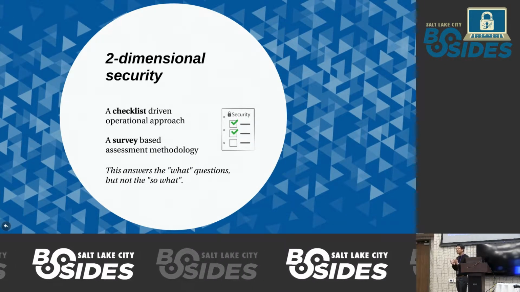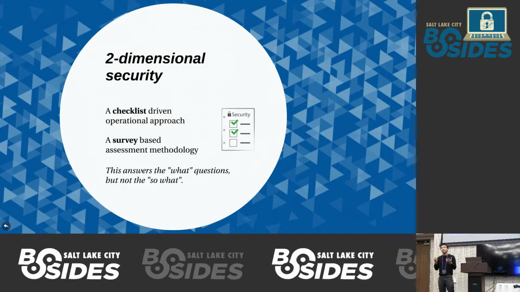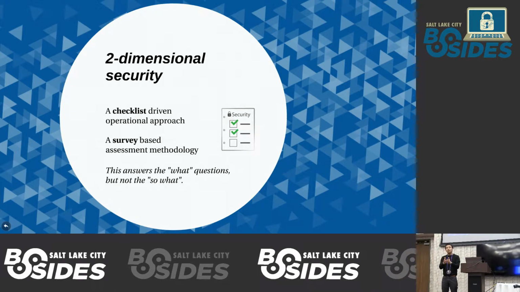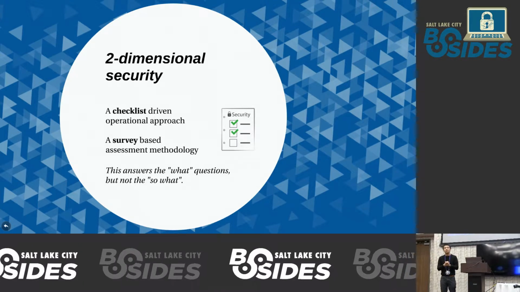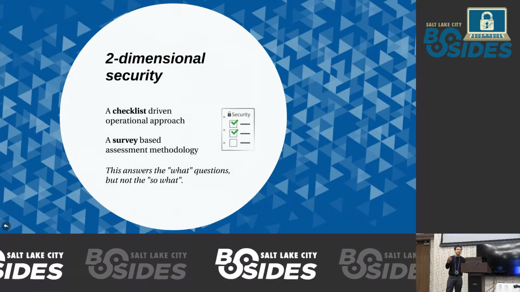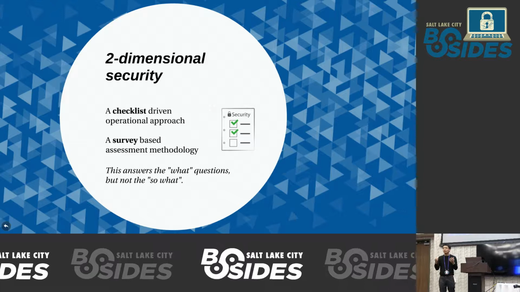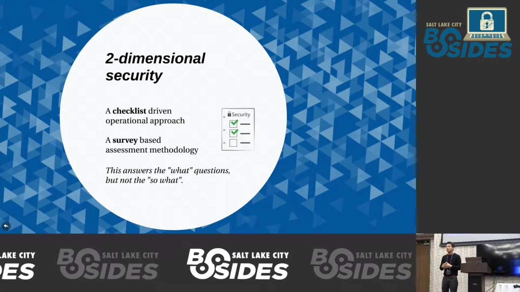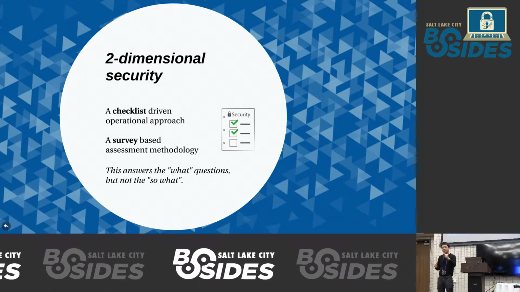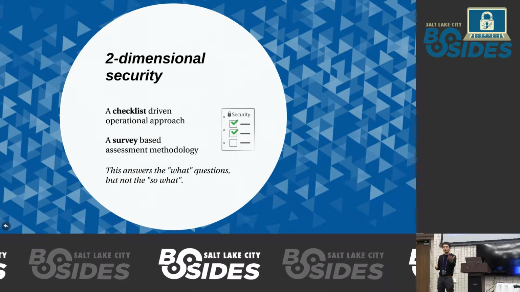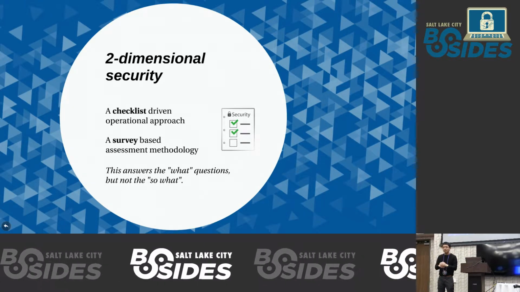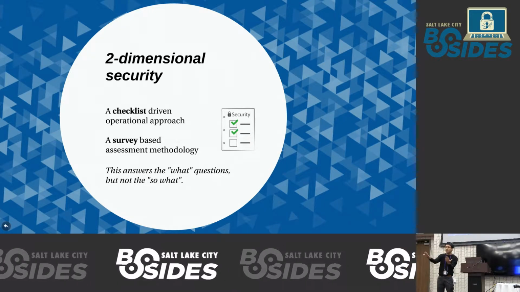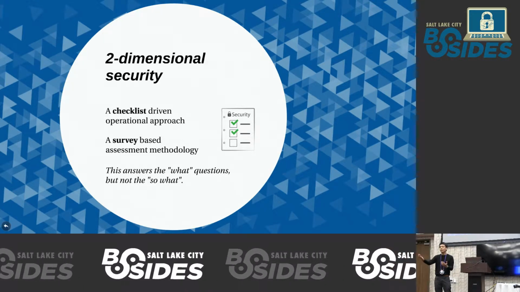Which is what I mean by 2-dimensional security. This is actually pretty easy to correlate and to understand. Take any compliance framework, take anything that you're doing today. It is a checklist-driven approach to operational security. You have certain things in your environment. It may be a user, it may be an endpoint, it may be an instance in AWS. That's your first dimension.